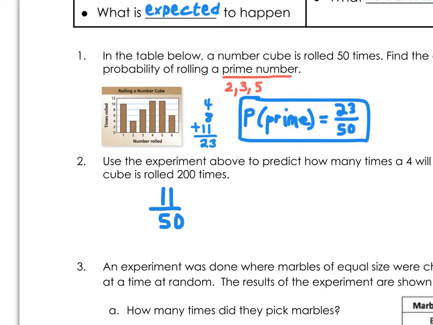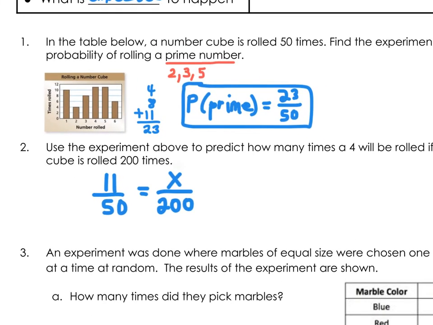And let's say we were to roll it 200 times. Based on these results, we're going to write a proportion here. We're going to put 200 on the bottom, and see how many times we would expect the 4 to be rolled. We're going to solve this proportion, and you can do the butterfly if you want and then solve for x. Or you can work across, which I like to do. 50 times 4 is 200, so 11 times 4 will be my x. So we could expect that a 4 would be rolled 44 times. Let's label that times, and let's box our answer.